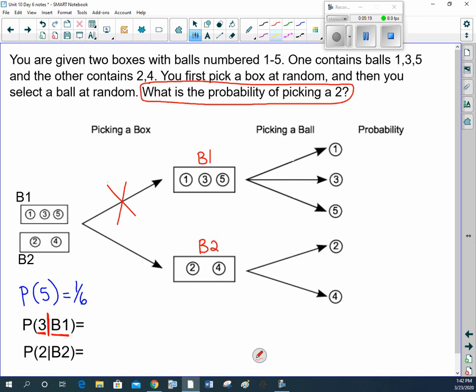I'm already in box 1. What's the probability of picking a 3 given you're in box 1? Well, it's 1/3. So the answer is 1/3.